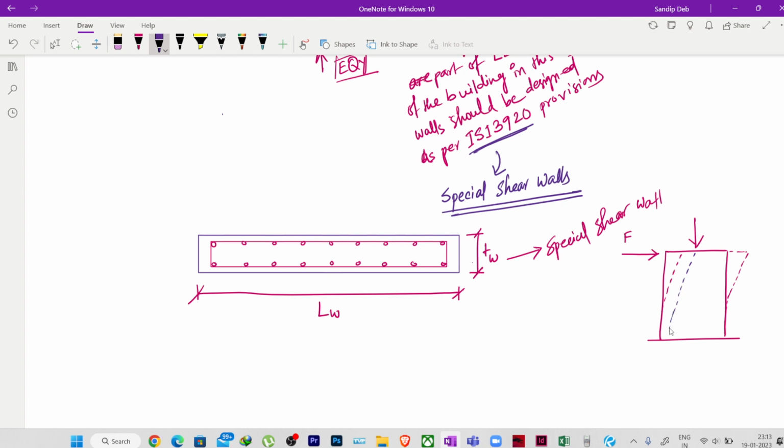So if you see, as it is deforming like this, at the end zones, or the extreme fibers of the wall, here we will have tension, and here we will have compression, right? So the fibers in this zone will be under high tension, and the fibers in this zone will be under high compression. So the strength requirement of the end fibers will be higher.